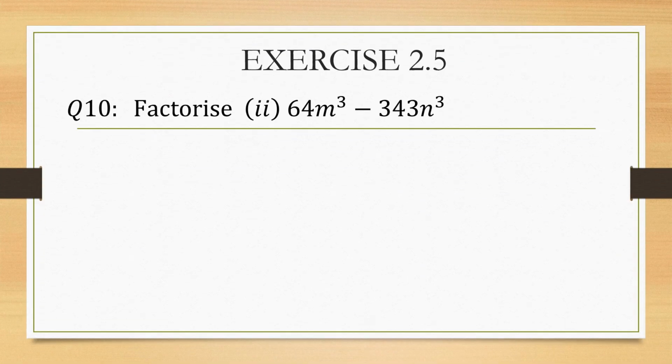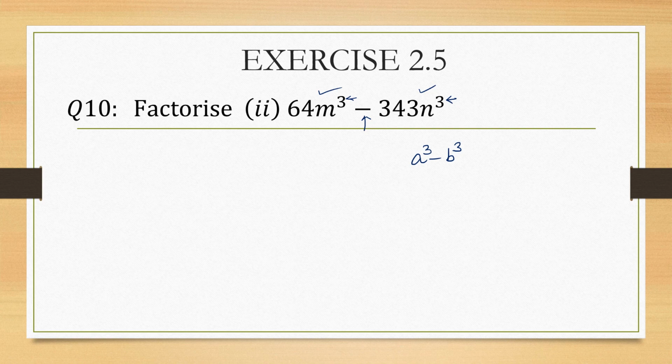Now exercise 2.5, question number 10. Now if you look at question number 10, this is factorize. I have picked up second part, which is 64m cube minus 343n cube. Now there are only two terms, and both the terms have cube as an exponent. And there is a negative sign. So if we want to use the identity, then this is the only identity which we can use here to factorize 64m cube minus 343n cube.